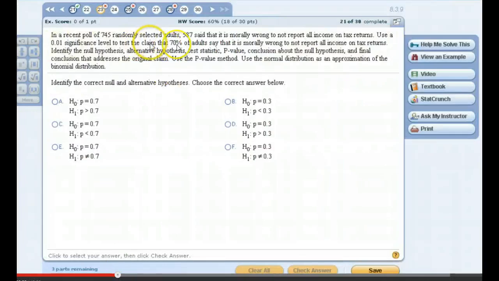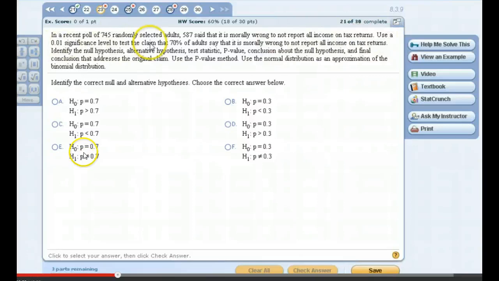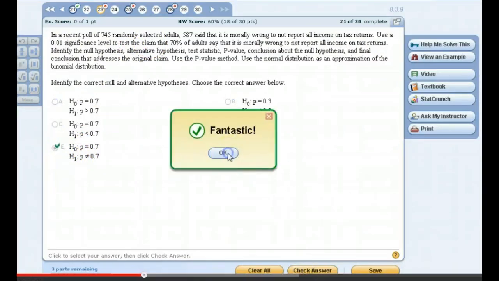the claim is 70%, so that's going to be our p equals 0.7, just like it is in so many of these. Okay. So if we're going to test the claim that 70% of adults said it is morally wrong to not report all income tax returns, our null hypothesis is going to be p equals 0.7, but it doesn't say anything about it being one way or the other. So we're going to say as our alternate hypothesis, we're going to use choice E. So let's select E, check it, that's great.